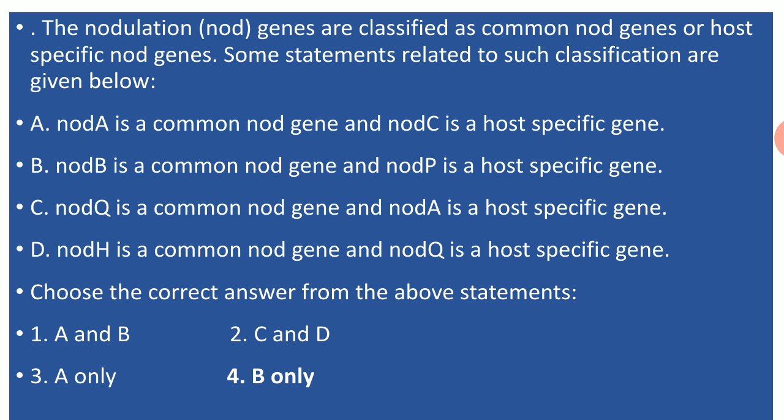The nodulation genes are classified as common nod genes and host specific nod genes. Some statements related to such classification are given below. NodA is a common nod gene and NodC is the host specific gene, incorrect, because A and C both are common nod genes. NodB is a common nod gene and NodP is the host specific gene, correct. NodQ is a common nod gene, incorrect. NodH is a common nod gene, incorrect. So the answer should be the fourth one, that NodB is a common nod gene and NodP is the host specific gene. You can see the previous material which I have given in this slide.